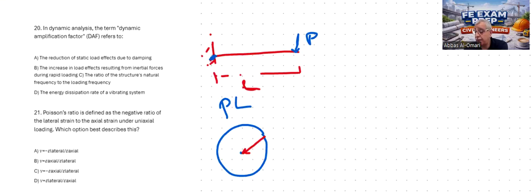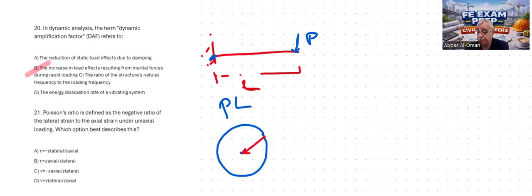The increase in load effects resulting from inertial forces during rapid loading. C, the ratio of structure's natural frequency to loading frequency. So C is not correct because it is a ratio of frequency to frequency. So it is not an increase in something. The energy dissipation, so dissipation is also a reduction. So by simply common sense, we can eliminate A, C, and D. So the correct answer is B.